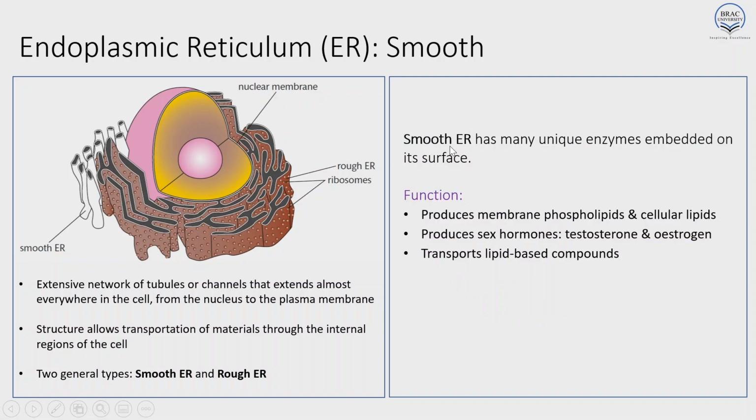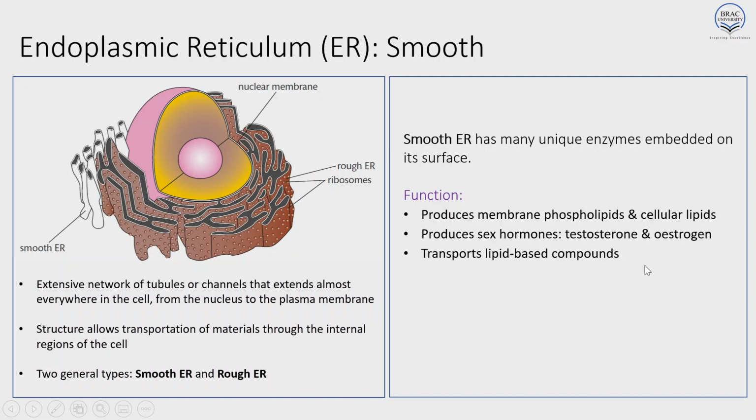So, smooth ER, we'll see the function of the smooth ER in this slide. In the next slide, we'll be seeing the function of the rough ER. A smooth ER has many unique enzymes embedded on its surface. So its functions are: it produces membrane phospholipids and cellular lipids. So smooth ER basically is involved in the transportation or production of lipids or lipid-based substances.